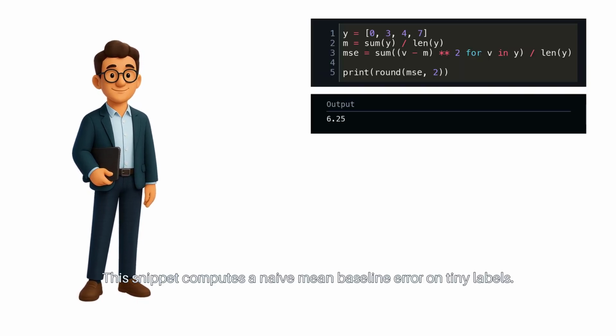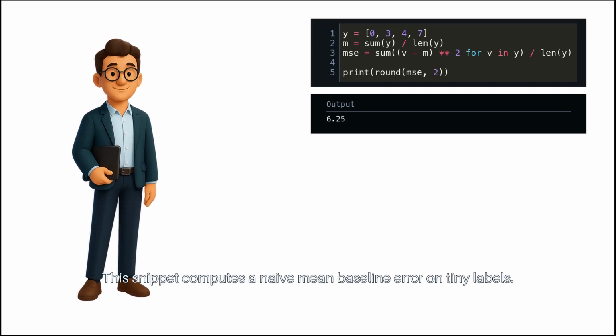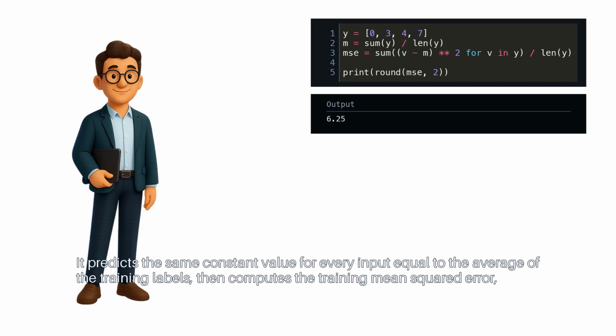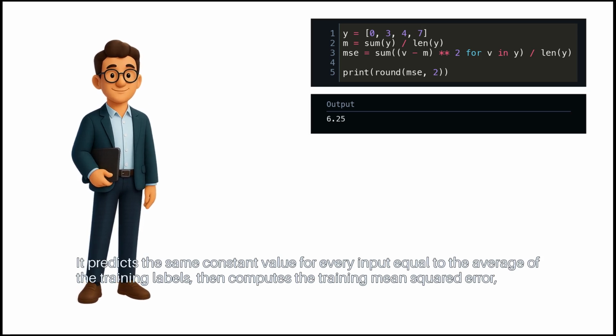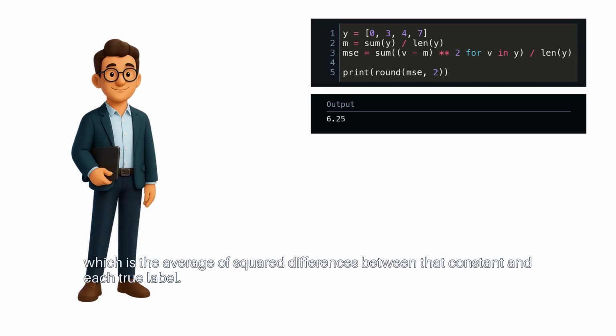This snippet computes a naive mean baseline error on tiny labels. It predicts the same constant value for every input, equal to the average of the training labels, then computes the training mean squared error, which is the average of squared differences between that constant and each true label.